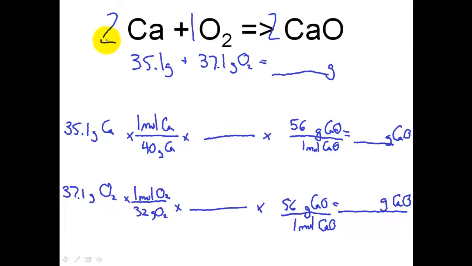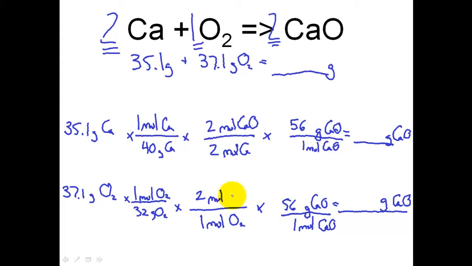So we need a ratio that actually bridges calcium and calcium oxide. And up here I see I have 2 moles of Ca per every 2 moles of CaO. And on the bottom, I'm going to have oxygen on the bottom, and oxygen is 1 mole, and CaO we saw before was 2 moles. Okay, let's calculate it out, guys.